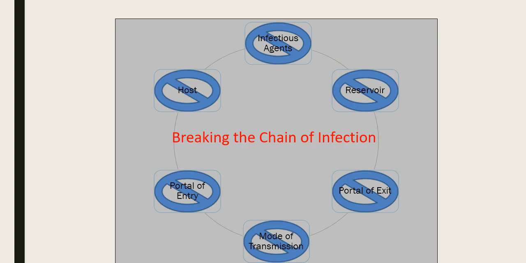So this is a summary of the chain of infection. These are the elements that are in the chain. And remember, if you can break any one link in this chain, you can stop the spreading of diseases.